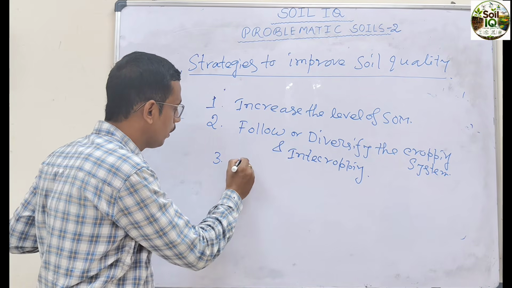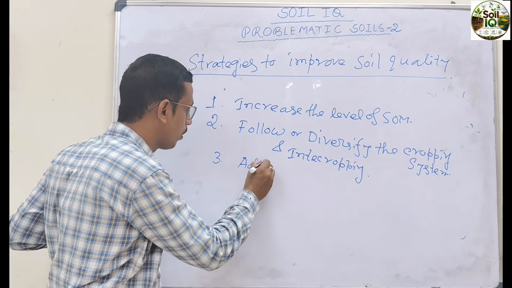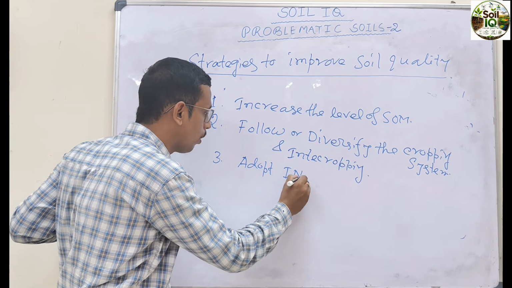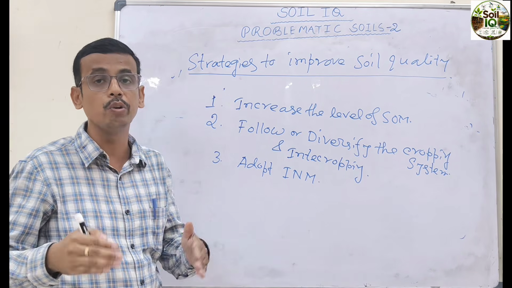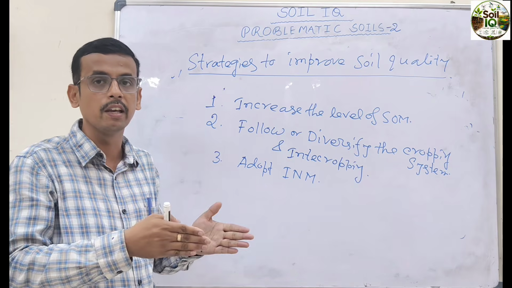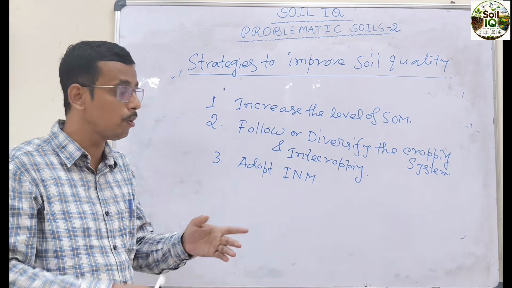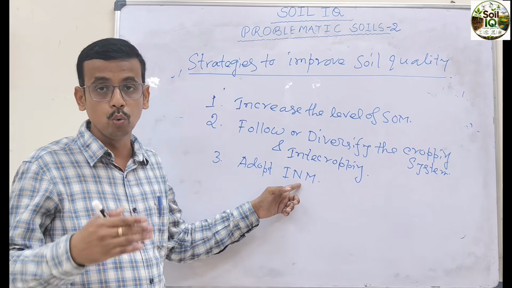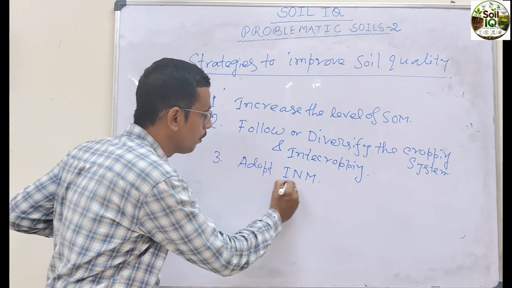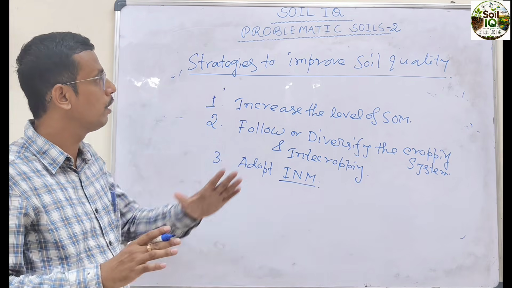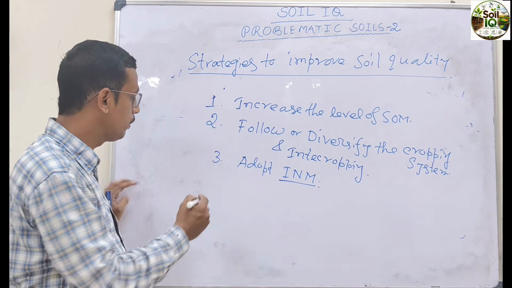Number 3, you can adopt the INM practices. What is INM? That is integrated nutrient management. You can apply both organic and inorganic as well as locally available sources to supply nutrients to your crop plant. That is basically the INM that will help optimization of the nutrients and optimizing the soil quality.